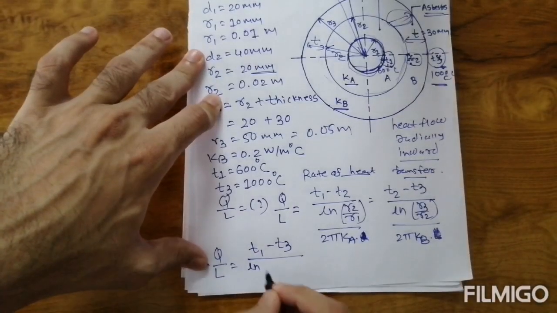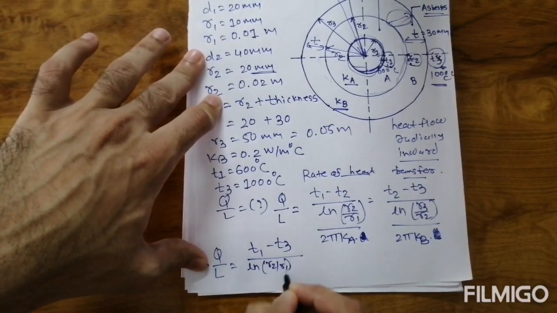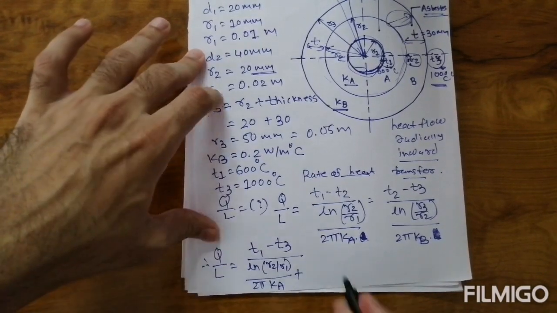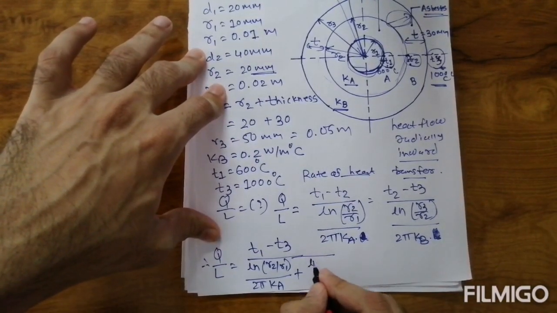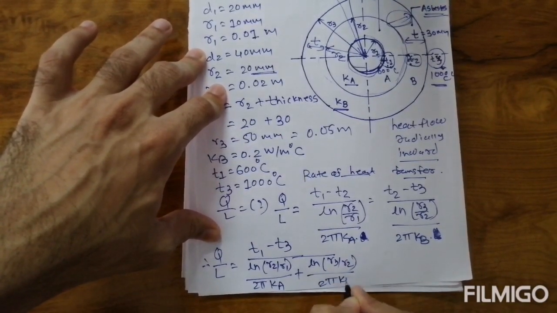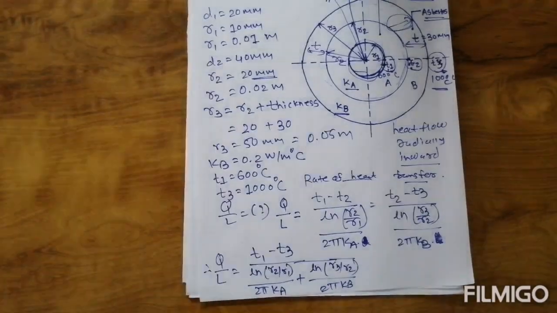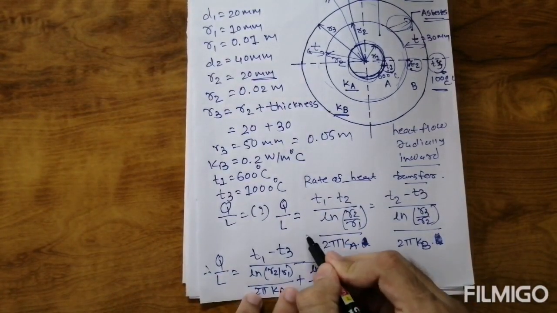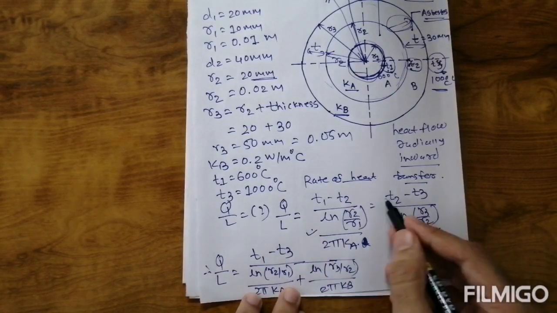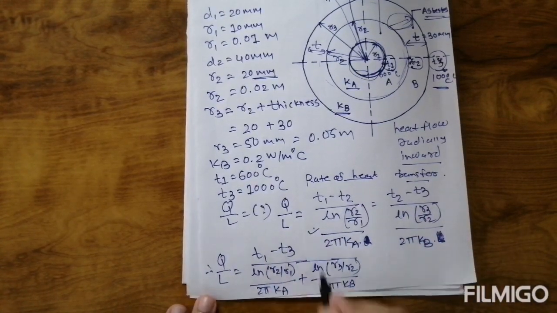So first, ln R2 by R1 divided by 2 pi Ka, the stainless steel resistance, plus the asbestos resistance, ln R3 by R2 divided by 2 pi Kb. So now how many equations do we have? First, Q by L is equal to that equation, Q by L is equal to that equation, and Q by L is equal to that equation.